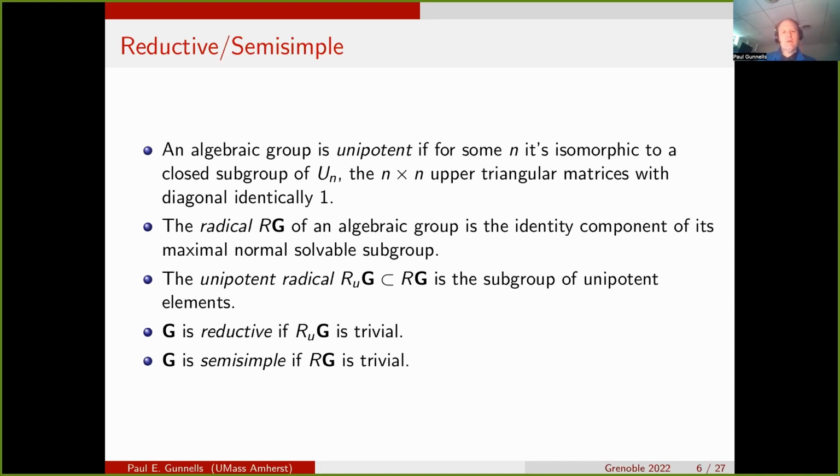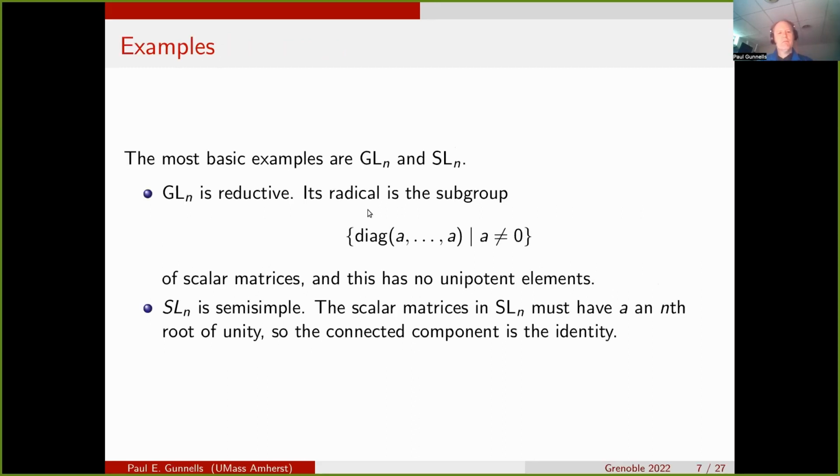And we say that the radical of an algebraic group is the identity component, the connected component of one, of its maximal normal solvable subgroup. And then the unipotent radical is just the subgroup of the radical consisting of the unipotent elements. And finally, we say that it's reductive if this unipotent radical is trivial, and semi-simple if the radical is trivial. Okay, so that's a lot of terminology. Let me show you just how it works. I mean, in practice, it's a lot easier to deal with than trying to unwind all this terminology.